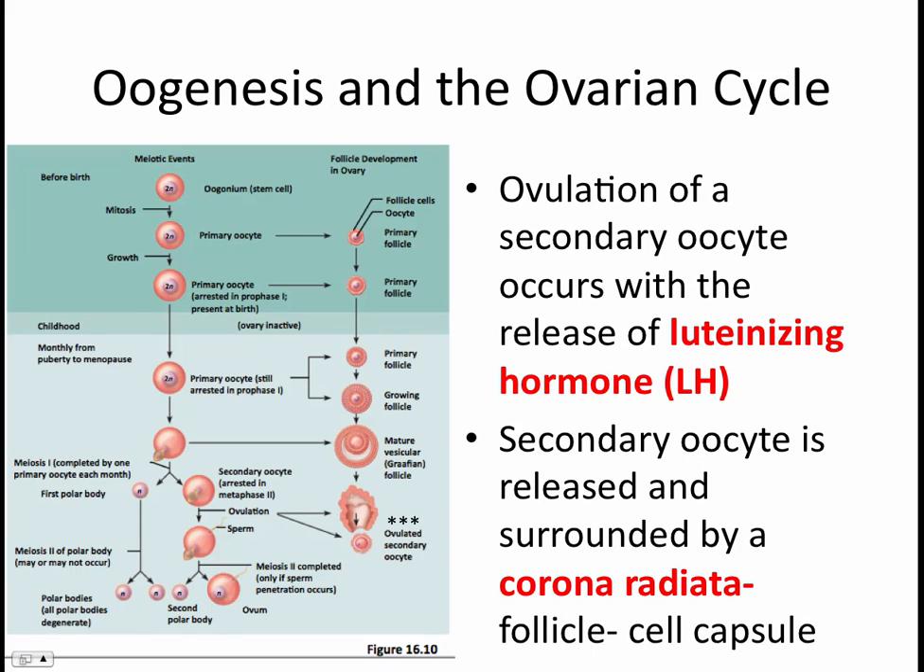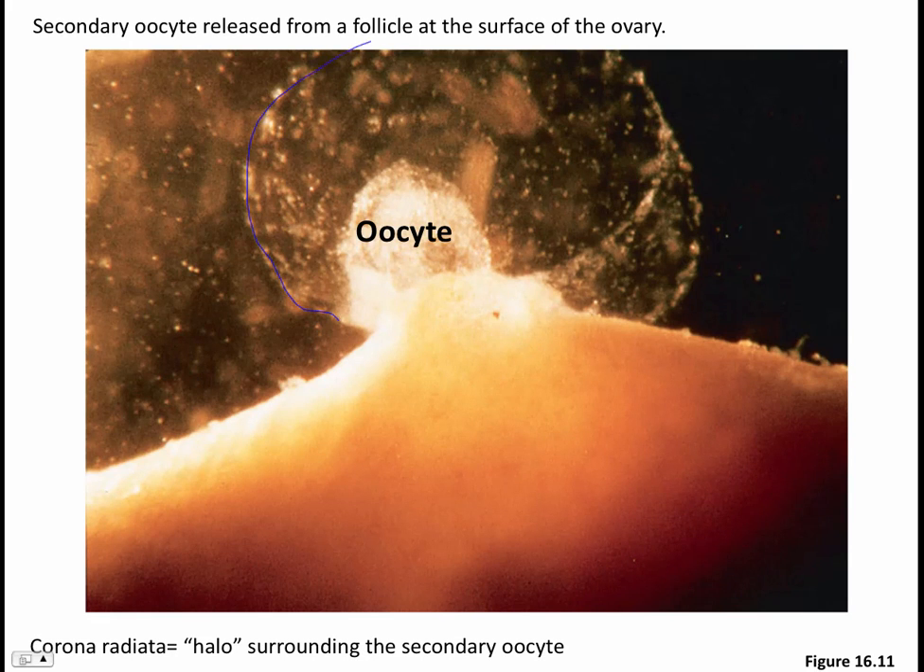Okay, now ovulation of that secondary oocyte occurs with the release of luteinizing hormone, and that secondary oocyte is surrounded by, so here this primary oocyte, we had those tissues surrounding it to form that primary follicle. Here we have this ovulated secondary oocyte. Now we have tissue surrounding it, but it's not the same from our ovary. This is called corona radiata. So it's like a nice cell capsule surrounding that secondary oocyte. And here is this corona radiata surrounding our secondary oocyte over here. So it's kind of that nice halo.